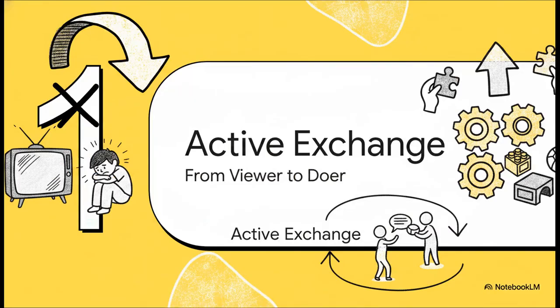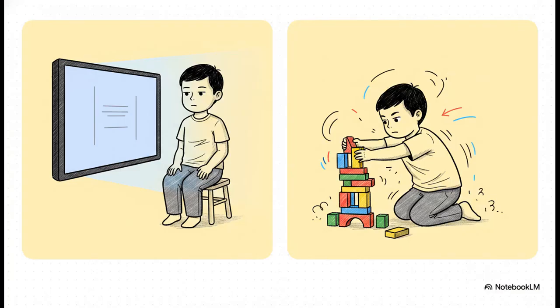All right, let's move into Section 1, the active exchange principle. Think about it like this. We have two entirely different states of being for a toddler. First, you've got the viewer. This is just pure information delivery. The child is sitting there watching, maybe they tap a screen once, but mostly they're just receiving stimulation.